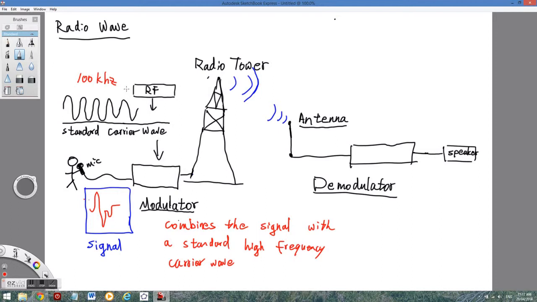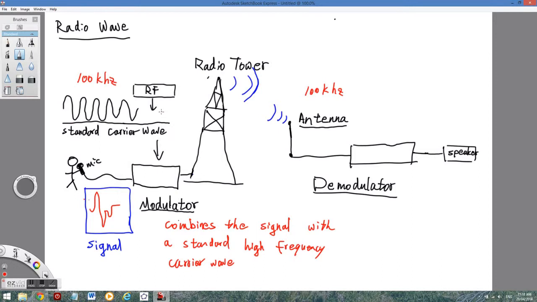If the signal has been combined with the 100 kHz standard carrier wave and broadcast to a radio tower, with a radio antenna, if I set up the antenna to receive the signal of 100 kHz, it will receive the combined signal.